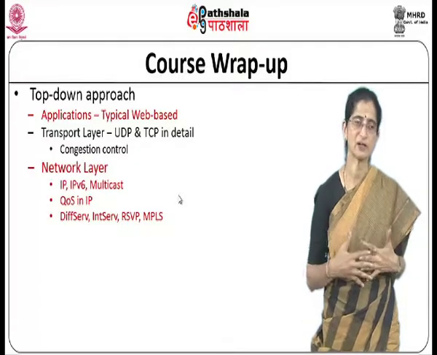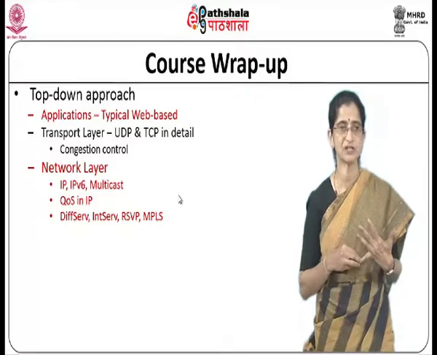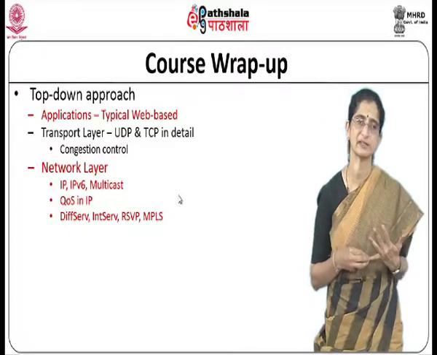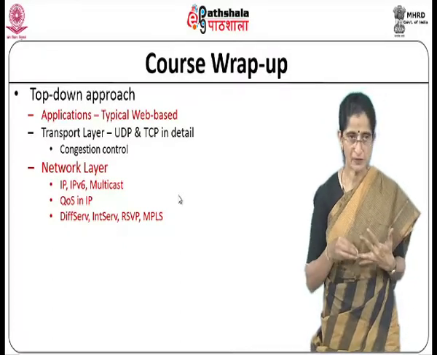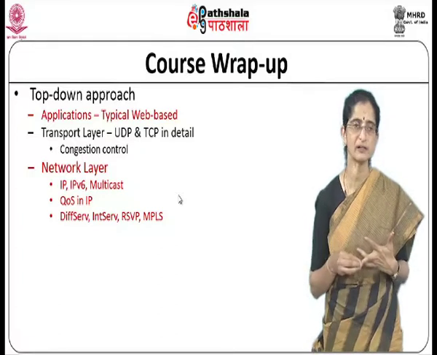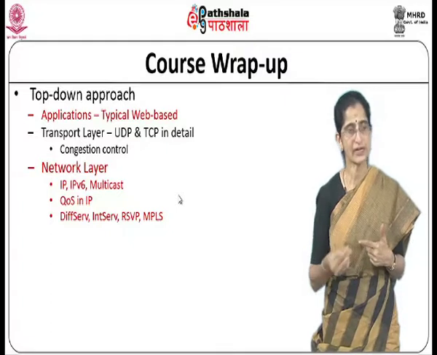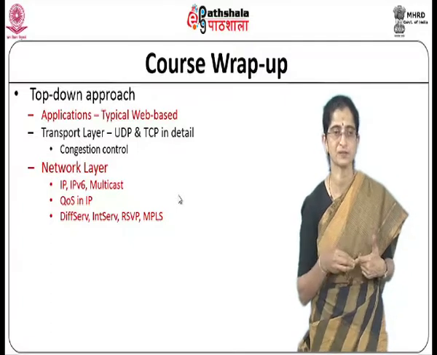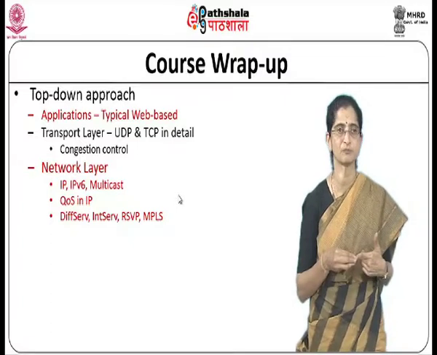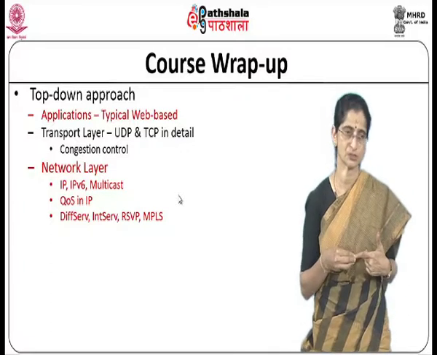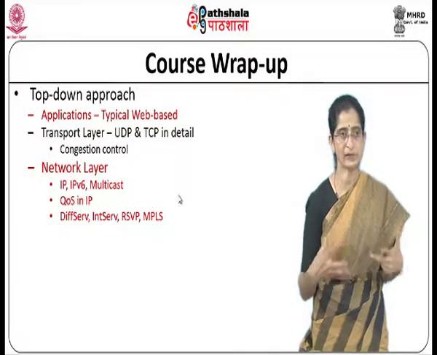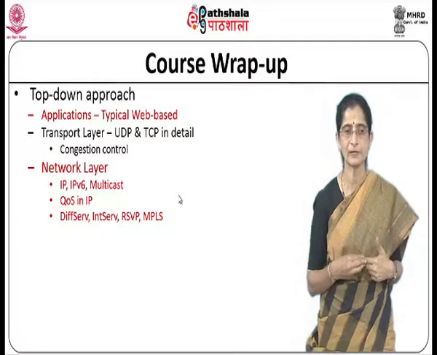And then we moved to the network layer where we looked at the IPv4 functionality, and we also looked at other functionalities at the network layer, IPv6, how multicasting is supported and how quality of service is provided in IP. Okay. And we also looked at additional protocols which are used for quality of service, namely the diffserv protocol, intserv protocol, RSVP, MPLS and so on. So, these different things that happen at the network layer we looked at in fair amount of detail.